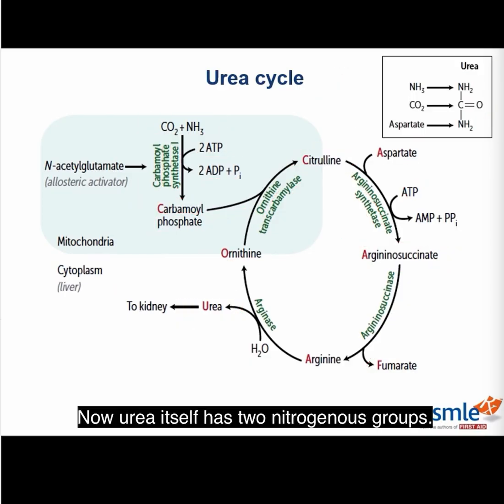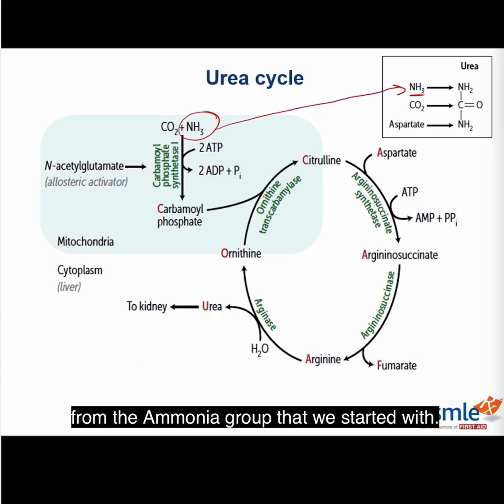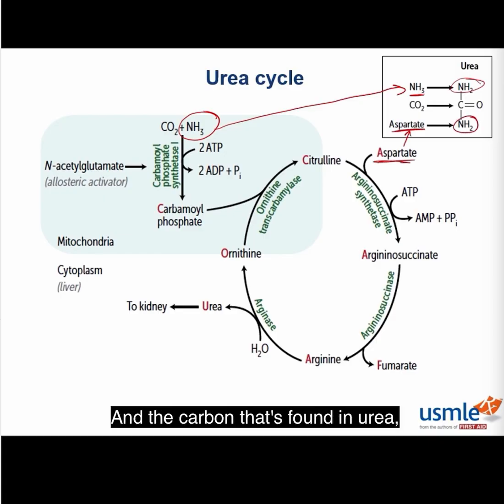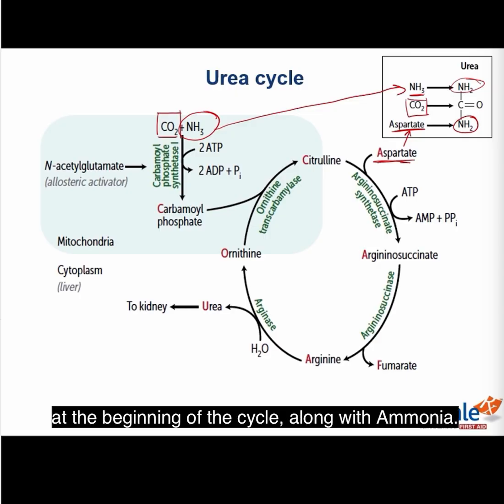Now, urea itself has 2 nitrogenous groups. One of these nitrogens comes from the ammonia group that we started with, and the other nitrogen comes from aspartate, which we just added in the cycle. And the carbon that's found in urea comes from the CO2, which was originally added at the beginning of the cycle, along with ammonia. Alright, now let's just jump right back into the urea cycle.